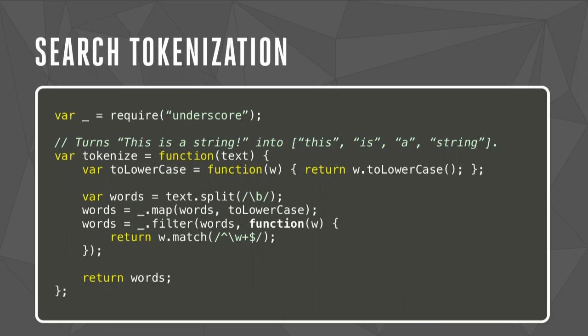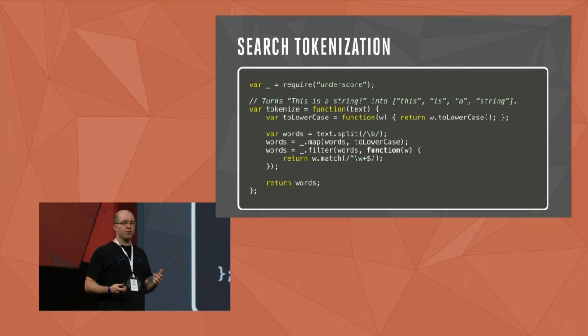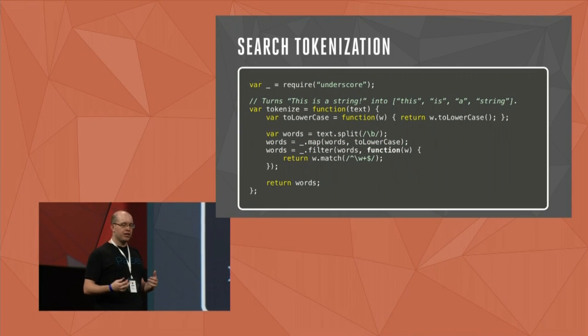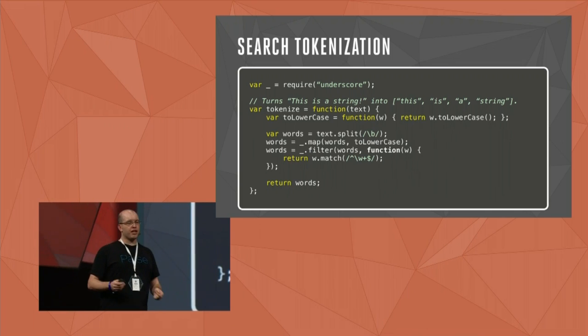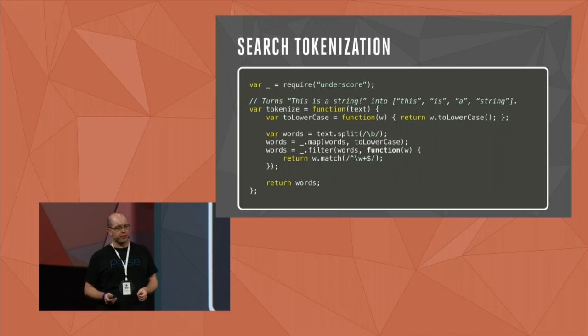I'm going to start with this particular example. I don't want to go into this in too much detail, but you have to write a tokenize function. What this tokenize function will do is normalize the search text that was entered, or the text that's going to be searched, into just a set of normalized words that you can search for.